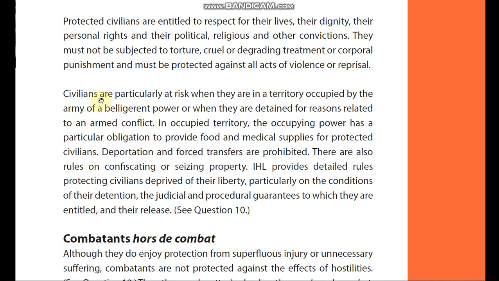One more thing, civilians are particularly at risk when they are in territory occupied by the army of the belligerent power, or when they are detained for reasons related to the armed conflict. And actually this applies to the Palestinian situation, so we have to keep this in mind. As mentioned here, in occupied territory, the occupying power has a particular obligation to provide them with food and medical supplies for protected civilians.